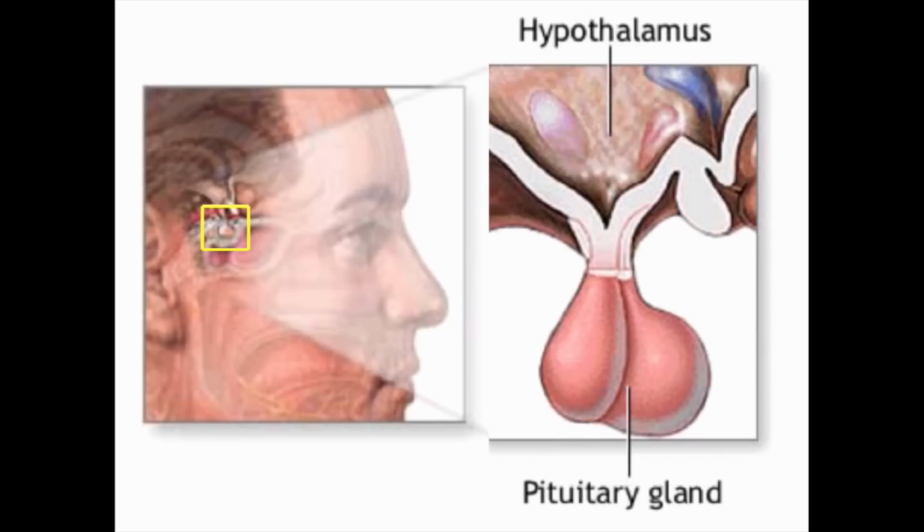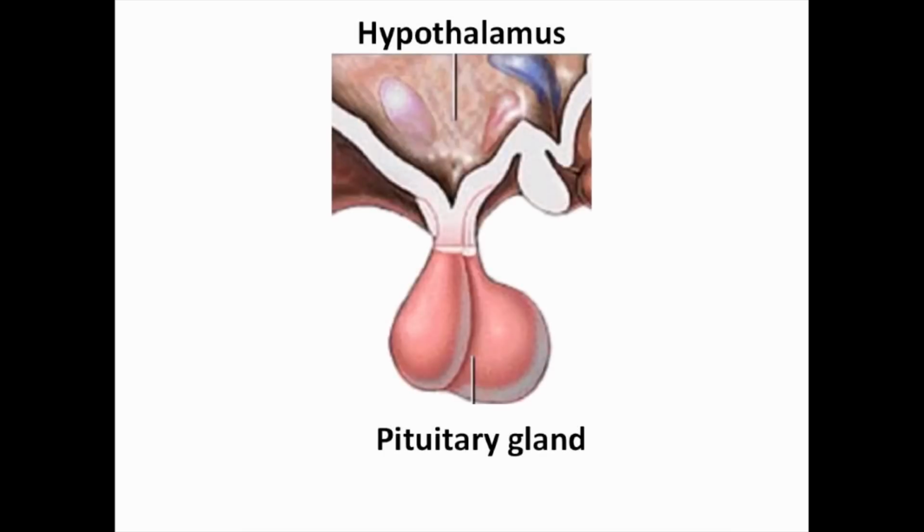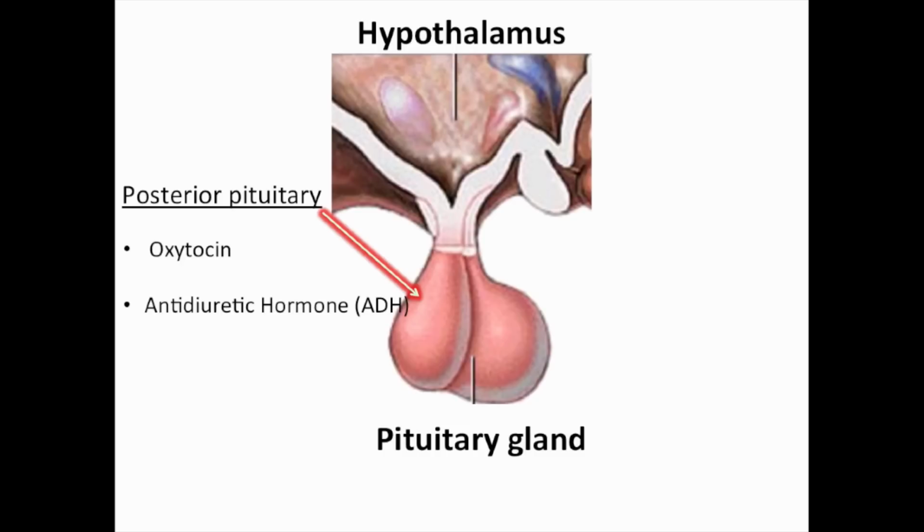The posterior pituitary, also called the pars nervosa or neurohypophysis, is seen on the left side of this diagram. It is composed of a collection of neuronal projections from the hypothalamus and functions to store and secrete oxytocin, an antidiuretic hormone, or vasopressin.